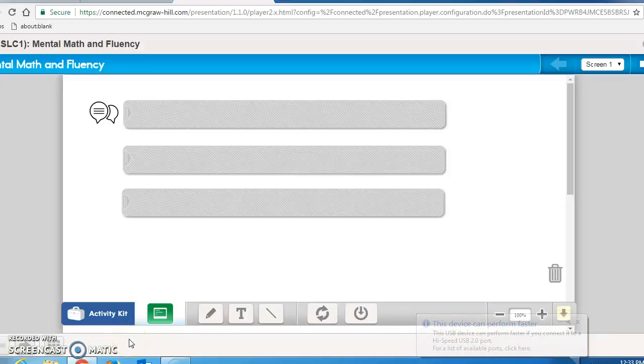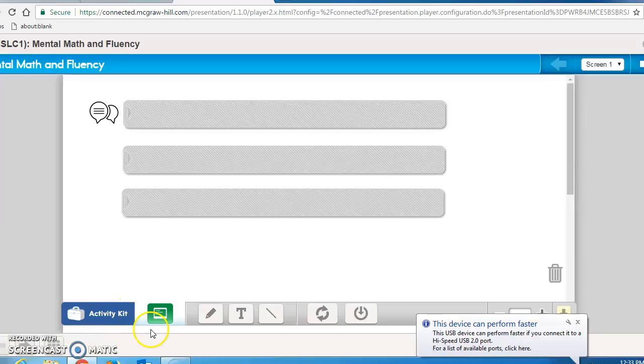Lesson 4.3, Partitioning Rectangles. The focus in this lesson is for you to be able to solve a problem about floor tiling. You're going to consider various methods for finding area. You're going to be introduced to a multiplication strategy based on partitioning a rectangle. And then I'm going to have you work with a partner to model and solve multiplication problems by partitioning rectangles. But first, let's start with our mental math and fluency.